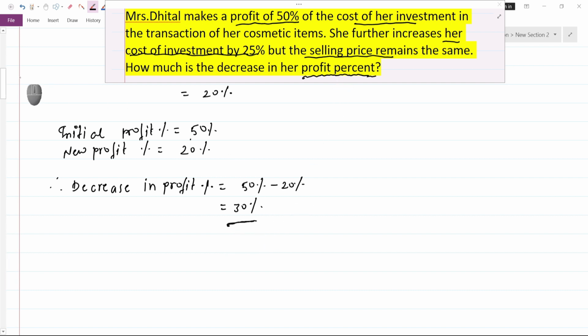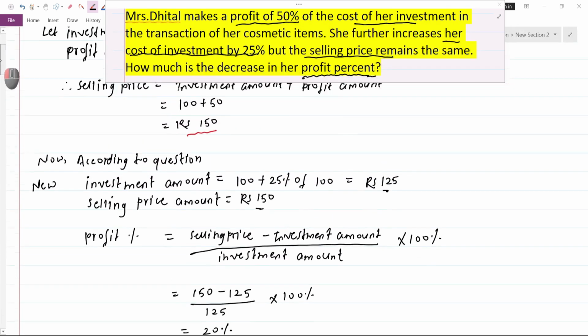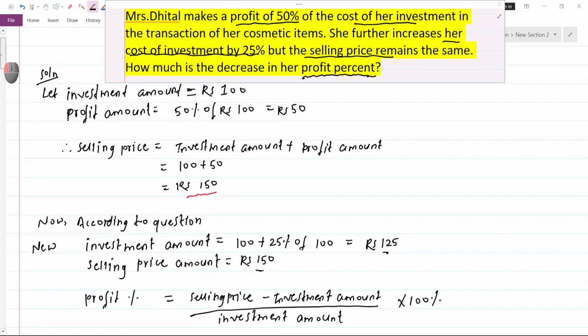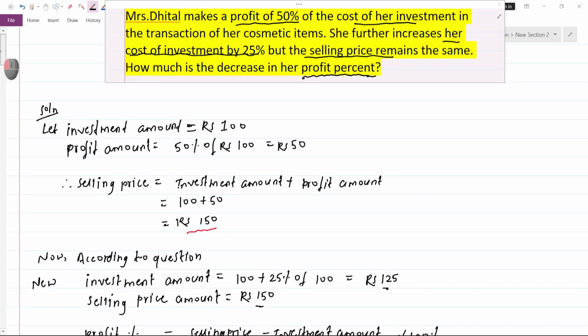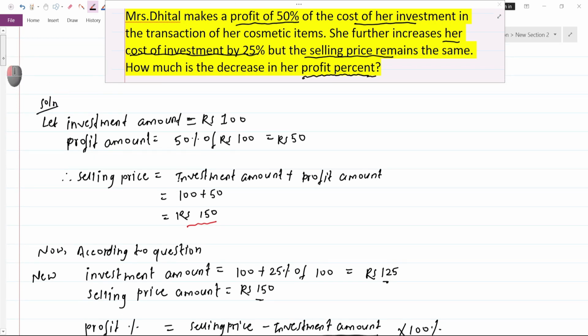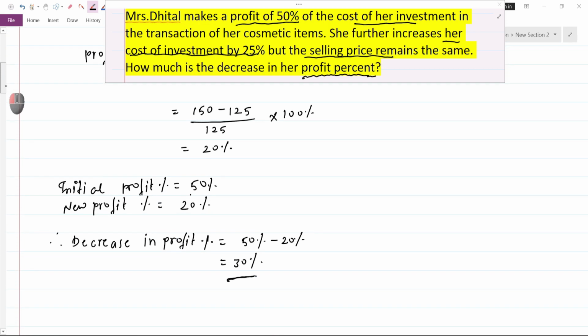You will not subtract the profit amount. Otherwise, if you subtract the profit amount, you will get the answer 50%. So you will not do that here. We will just subtract the profit percentage. What was our initial profit percentage? The initial profit percentage was 50%. Now the new profit percent we got is 20%. So we will subtract 50% minus 20%, and that is the decrease in the profit percentage.